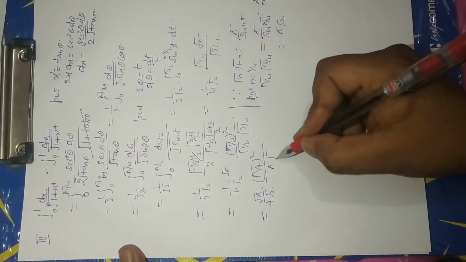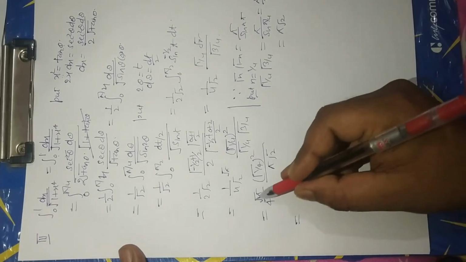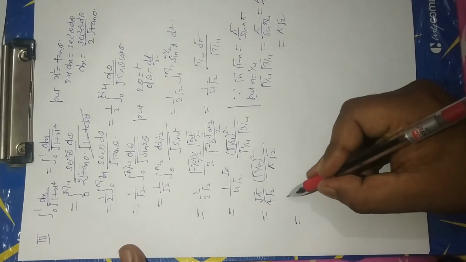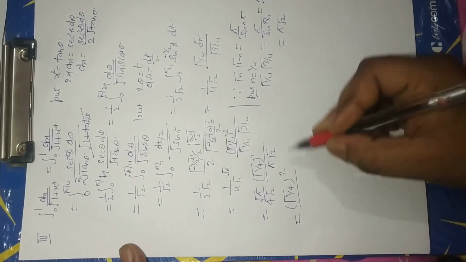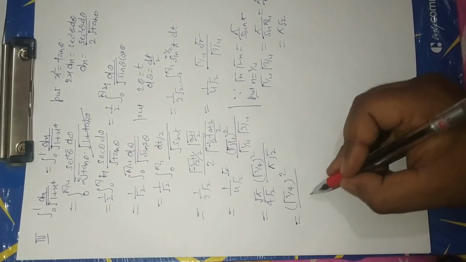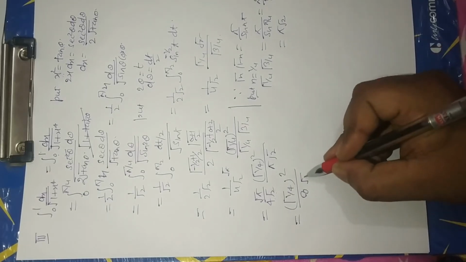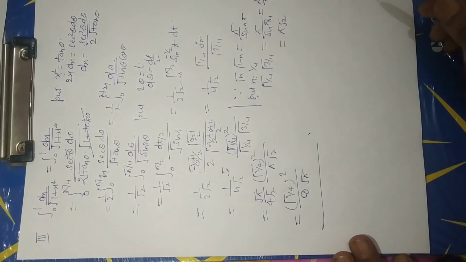Now pi under root 2. This is equal to, cancel by this, gamma 1 by 4 whole square. Now under root 2 times 2 into 4 is 8, upon under root pi. This is the complete answer.